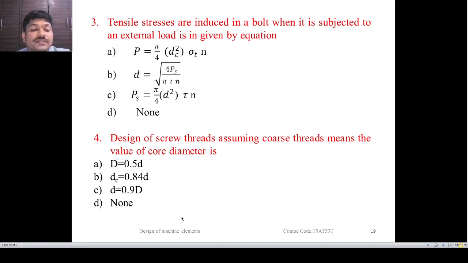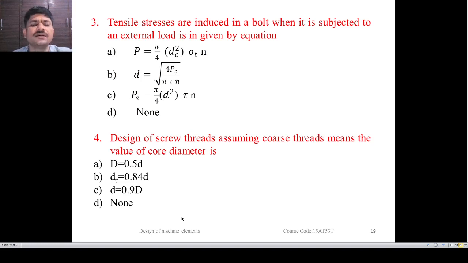Next, the last one: in the design of screw threads, assuming coarse threads, the value of core diameter is: option A, dc equal to 0.5 d; option B, dc equal to 0.84 d; option C, dc equal to 0.9 d; and none of the above. Already in this session we have solved many problems assuming coarse threads, using that empirical relation. The correct answer is dc equal to 0.84 d, option B.